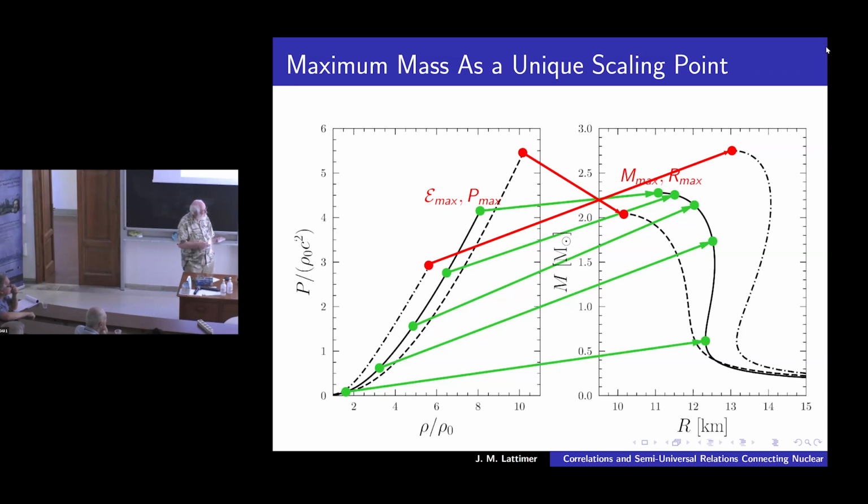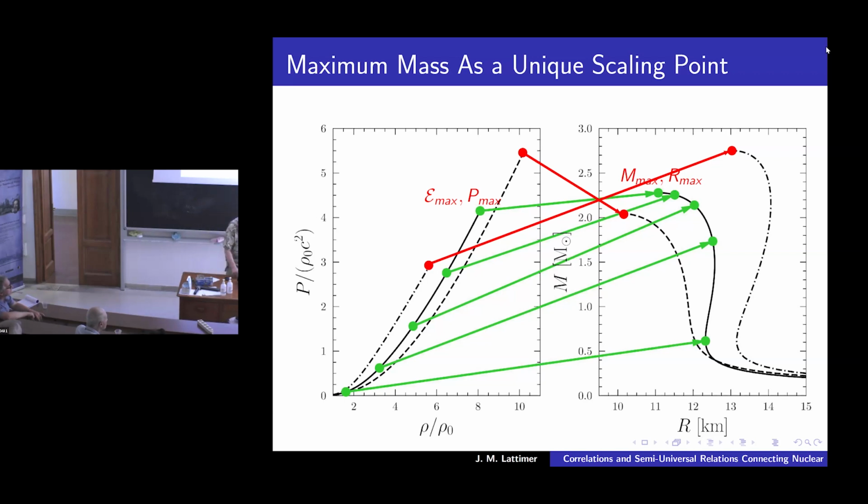And if we take different equations of state, the dashed line or the dash-dot line, then we find different maximum masses and radii. It turns out that there's a strong correlation between the values of the energy density and pressure at the center of the star at the maximum mass point and the values of the maximum mass and the radius itself.